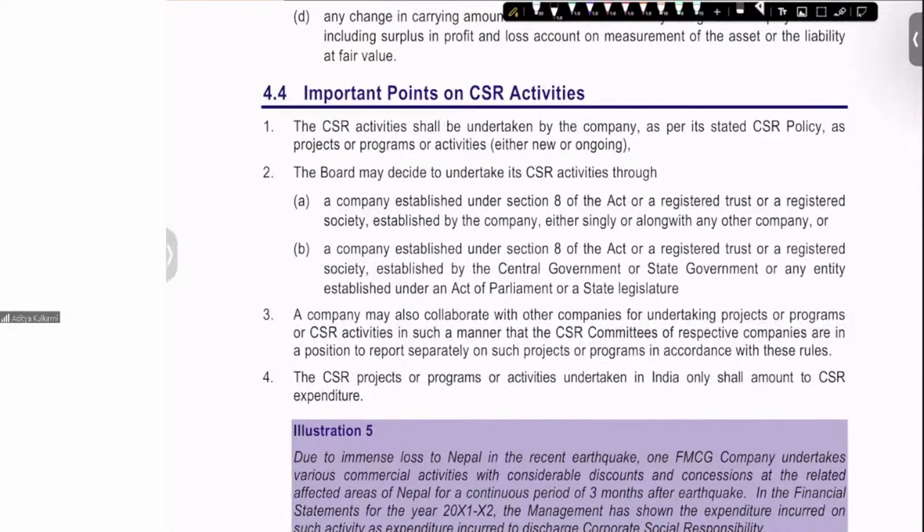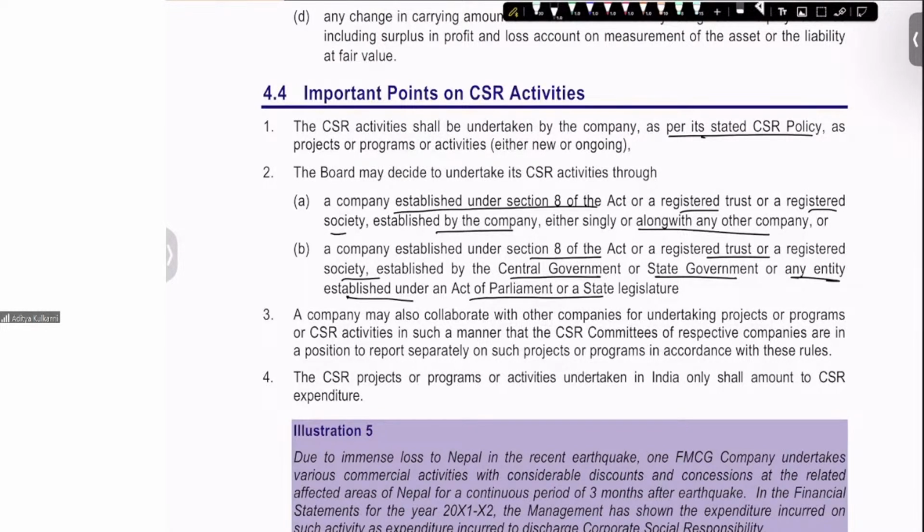important points on CSR activities. It will be undertaken by the company as per the stated CSR policy. How can it be undertaken? It can be undertaken through a company established under Section 8 of the Act, or a registered trust or a registered society established by the company singly or along with any other company. Okay. Company established under Section 8 of the Act, or a registered trust or a society established by the central government or state government, or any act or any entity established under an act of parliament or a state legislature.